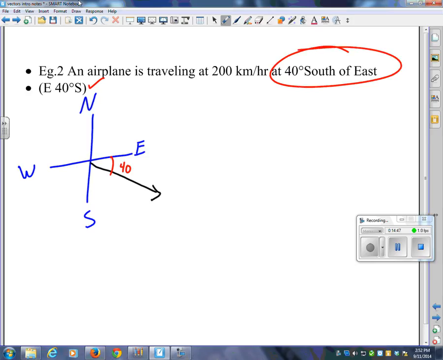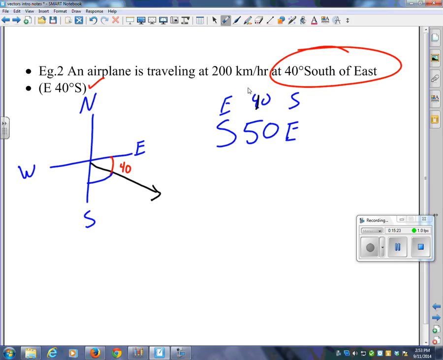Is there another way to represent east, 40 south? Anyone? What's the other way? South 50 east. So east 40 south and south 50 east are equivalent. The rule is that the east and the west directions just switch, and these numbers have to add up to 90 degrees.